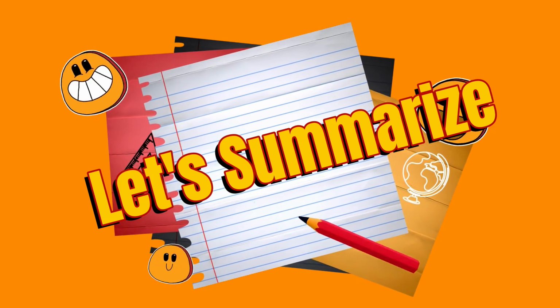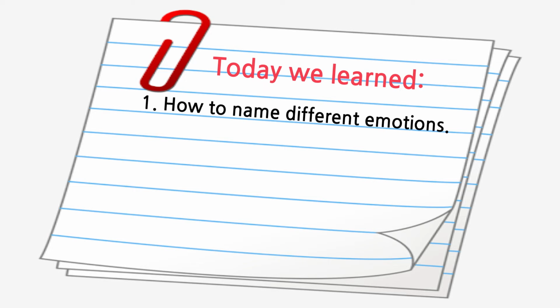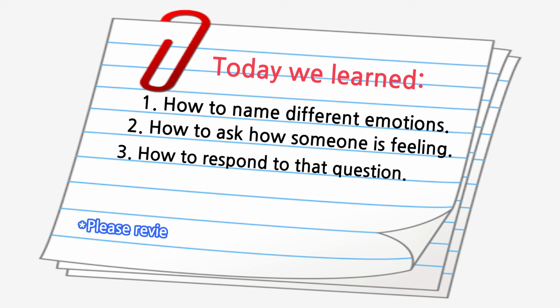Let's summarize. Today we learned 오늘 우리는 이것을 배웠습니다. 1. How to name different emotions. 감정 표현을 배웠습니다. 2. How to ask how someone is feeling. 기분을 물어보는 표현을 배웠습니다. 3. How to respond to that question. 그 질문에 대답하는 방법을 배웠습니다. Please review your words and sentences.